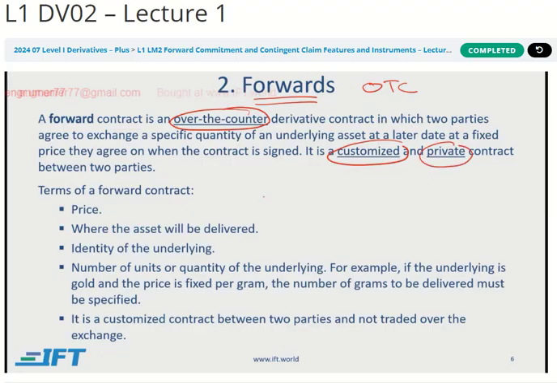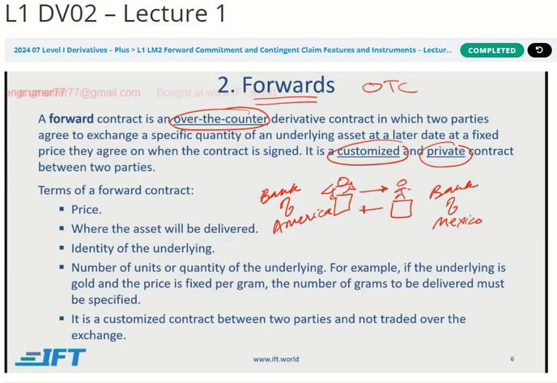Think of two banks. I have given this example before: let's say there is Bank of America and Bank of Mexico, and this is the person at the counter of Bank of America, and they get into a deal directly, right? So they can get into a customized deal. It's private, it's not standardized, it's not through an exchange.